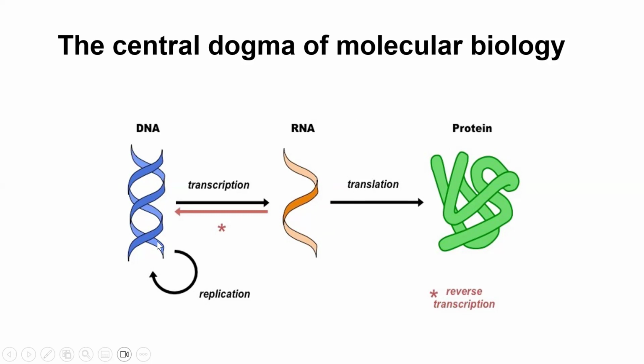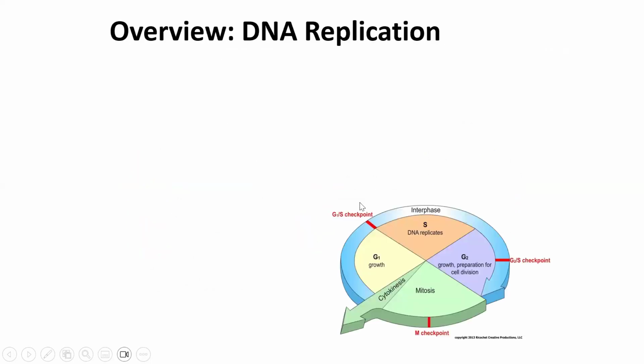So we'll be talking about each of these methods, including replication, transcription, and translation. And so the first thing is DNA replication. It occurs in the S phase of the cell cycle, like we were talking about, with mitosis and meiosis.